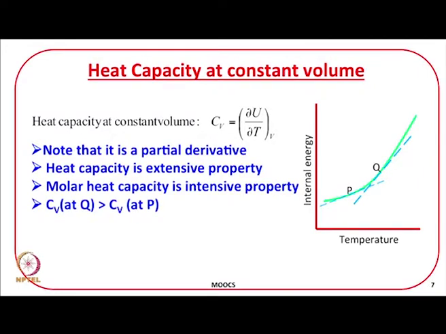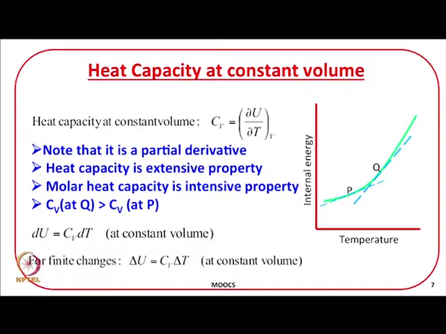As I just discussed, CV is generally temperature dependent. The CV at point Q is greater than the CV at point P, unless the temperature range is very small, then it may be considered constant. We just discussed that dU is equal to CV dT always if the volume is held constant, and for a finite change, if you take the integrated form of this, you can calculate delta U, and delta U will be equal to CV times delta T. This is at constant volume.